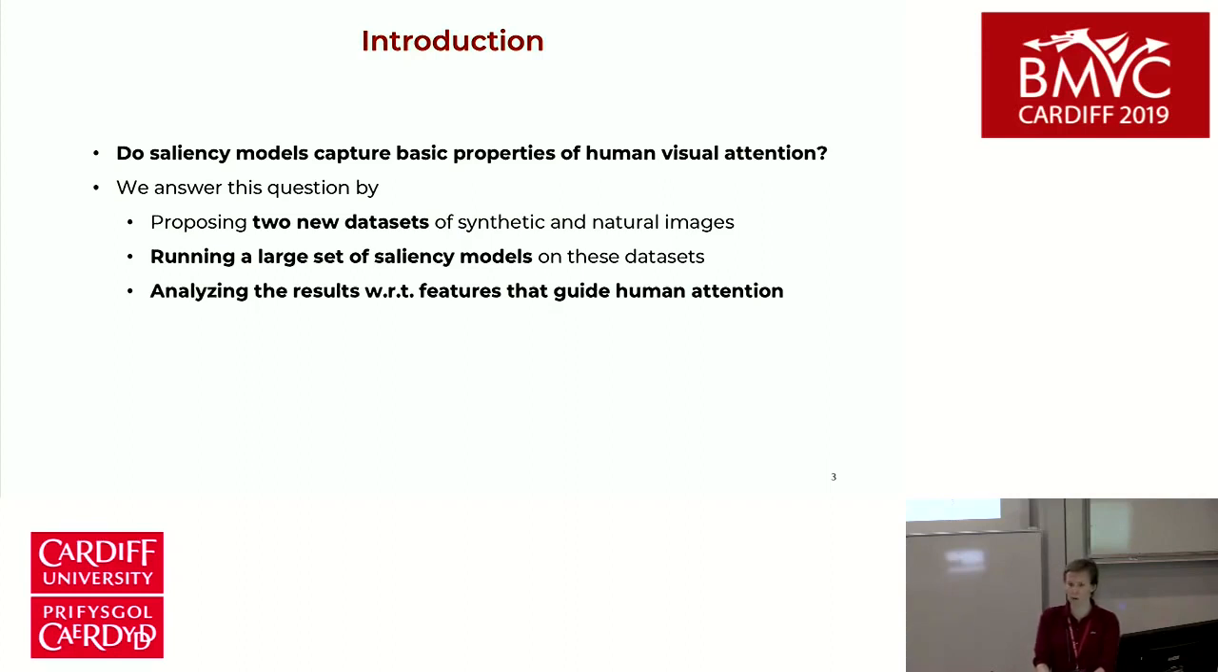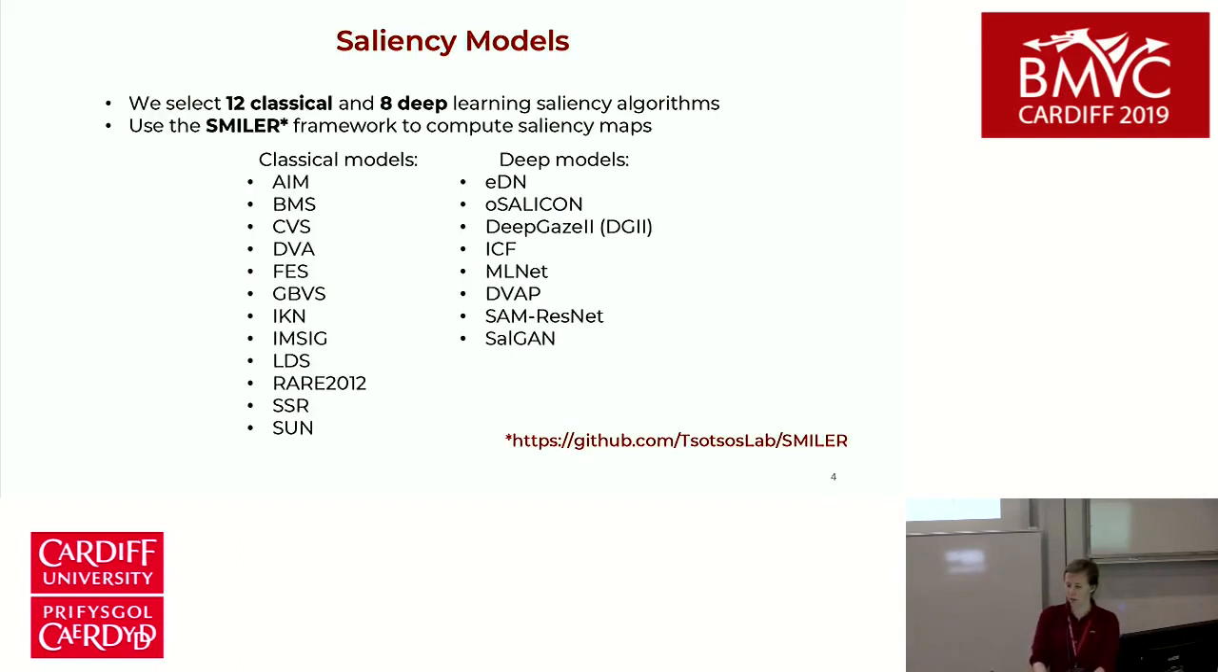We answer this question by proposing two new data sets, one of synthetic and one of natural images, by running a large set of saliency models on these data sets and analyzing the results with respect to features that guide human attention. So we have quite a selection of saliency models. We selected 12 classical and 8 deep learning models, and we used the SMILER framework to compute all of the saliency maps. By classical models, we mean theory-driven algorithms that explicitly define what saliency is, and many of them do not rely on learning or rely on it very little. By deep models, we mean the data-driven algorithms that try to establish an association between the features in the image and the human fixation data. And these algorithms obviously use learned features primarily.